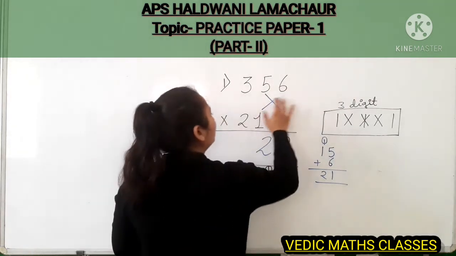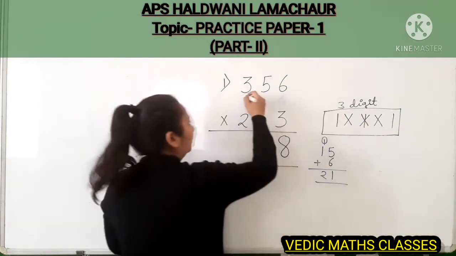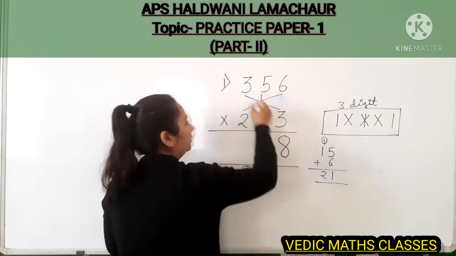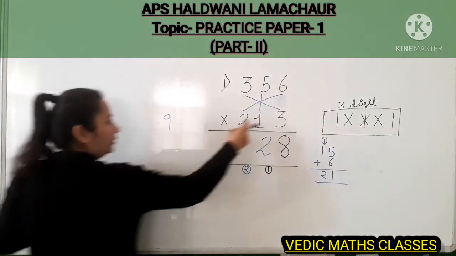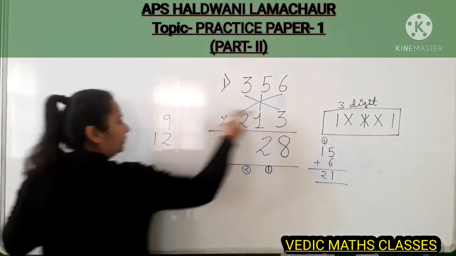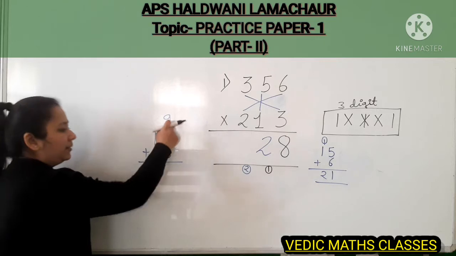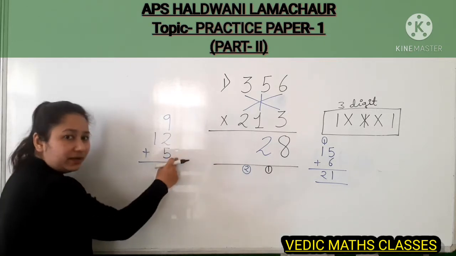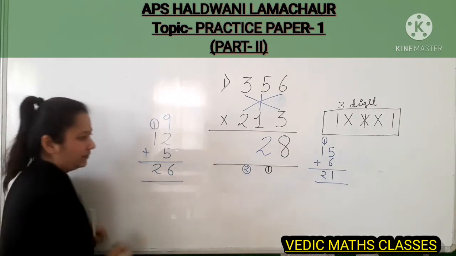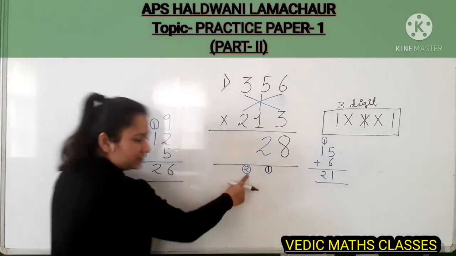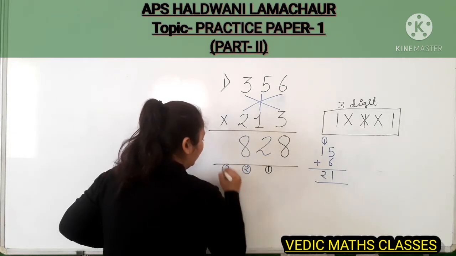Next, after this, 2, 3. 1, 2, 3. Now take, see, 3 3s are 9, 6 2s are 12, 5 1s are 5. Add them. 9 plus 2, 11, 11 plus 5, 16, 6 here, 1 will go carry and it's 2, 26. Now 26 plus 2, 28. 8 will come here, 2 will go carry.